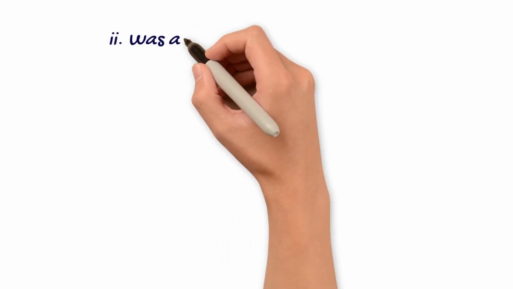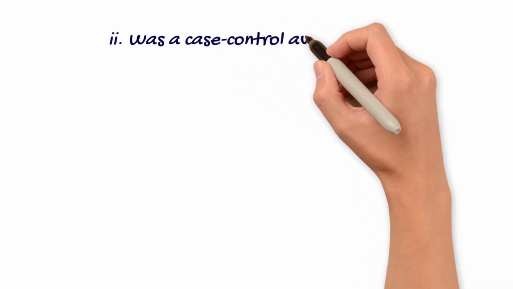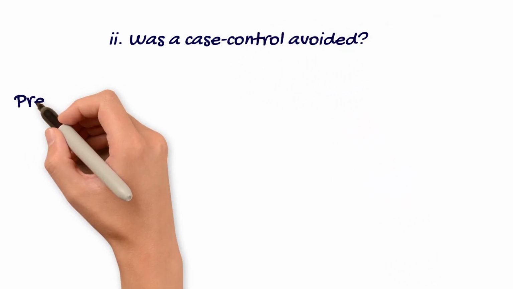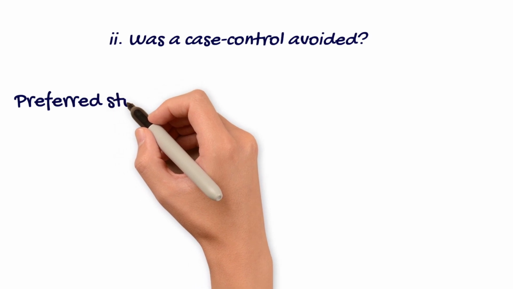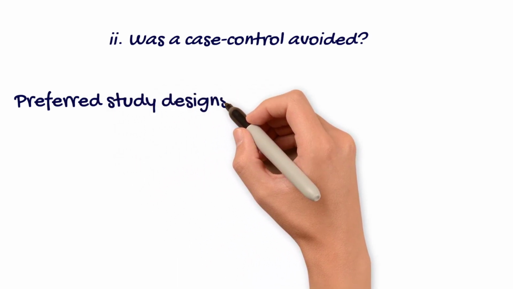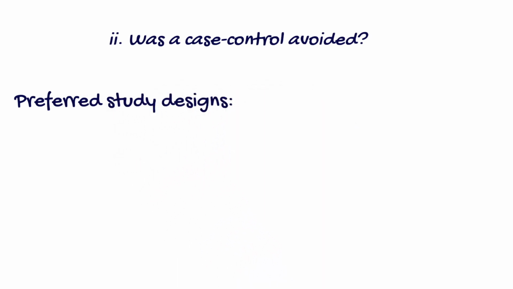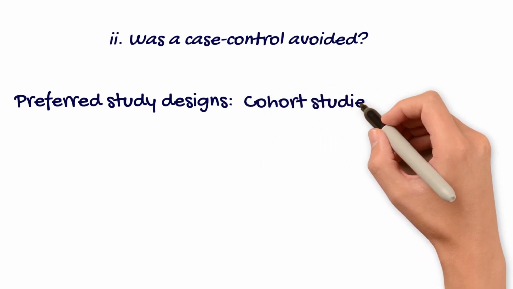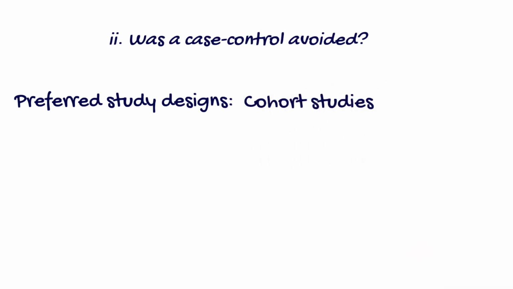Question 2. Was a case control design avoided? In diagnostic accuracy studies, cohort or cross-sectional studies are preferred to allow consecutive or random sampling of patients. A cohort study is a preferred study design for evaluating diagnostic accuracy. A group of people who might have the target condition is included.